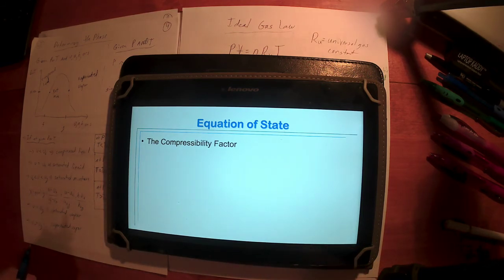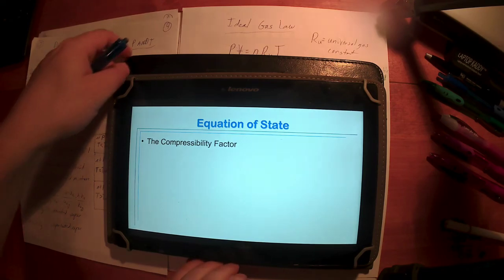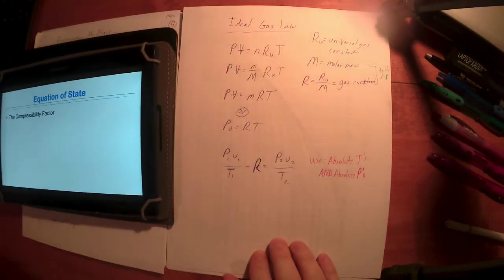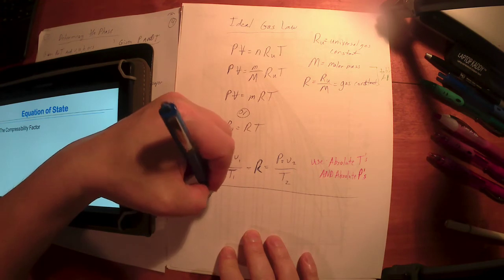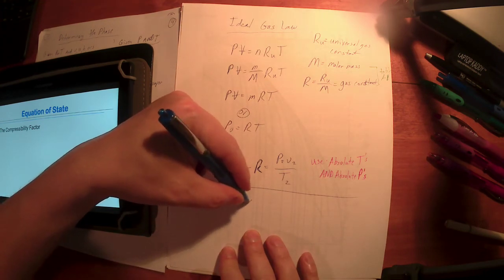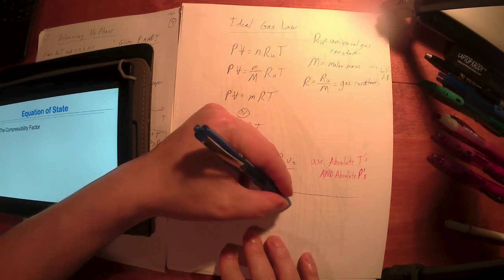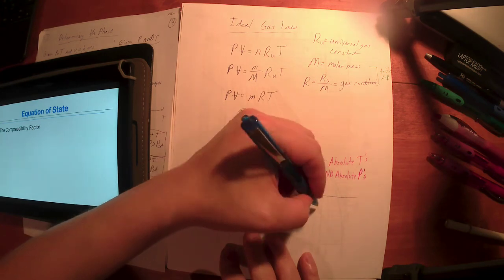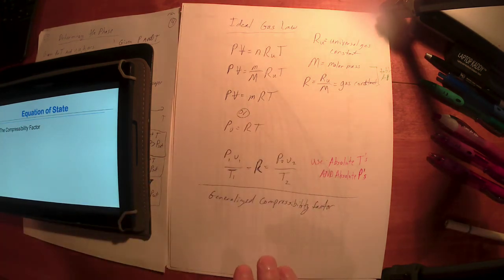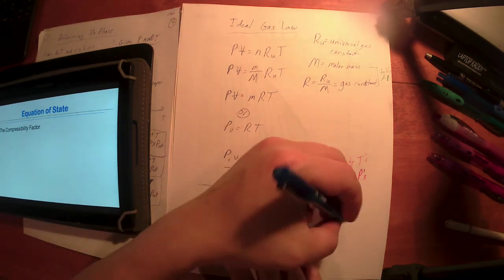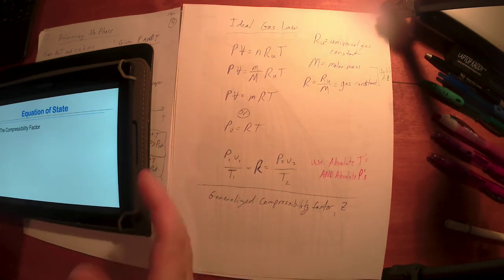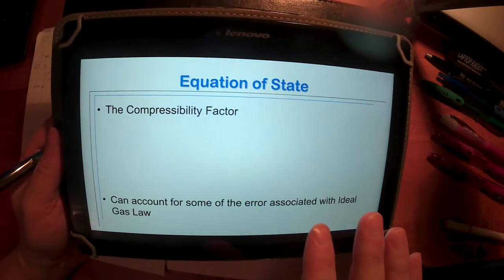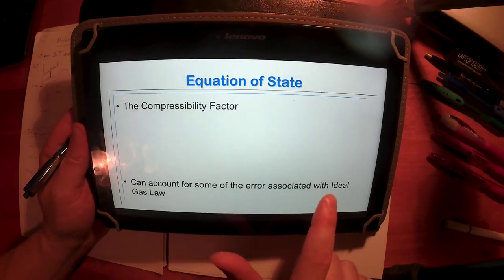Okay, there are various things we can do to improve the ideal gas law. There is what we call the generalized compressibility factor. Right, so this is the Z value, if you will, the capital Z value. Okay. Now let's talk about what that Z value is. It can account for some of the error associated with the ideal gas law.